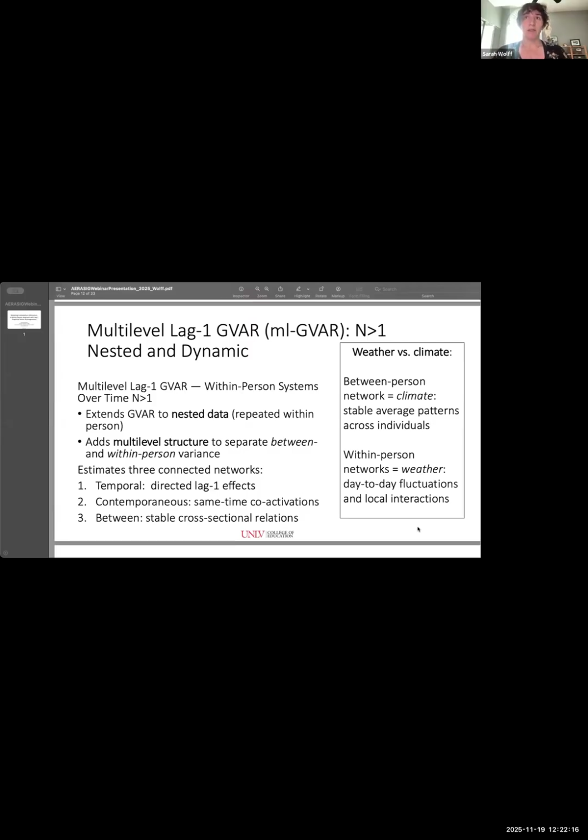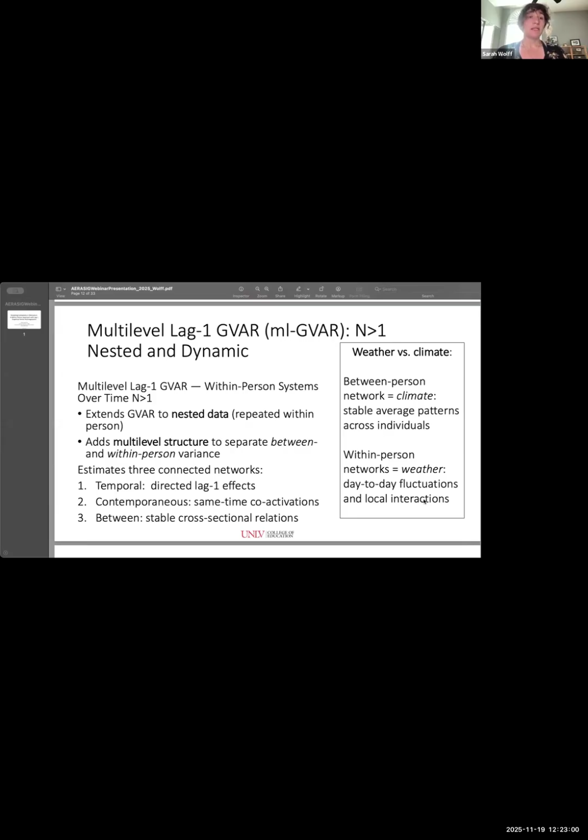The between person level network is trait-like covariation. So students who are generally high in confidence also tend to be high in autonomy, right? If we're thinking about self-determination variables. At the within person level, we have two networks, the temporal network and the contemporaneous network. Again, that temporal network is describing state lag1 influences. So maybe how one variable predicts a variable at the next time point. And then the contemporaneous network is showing same time co-activation within a certain time period.